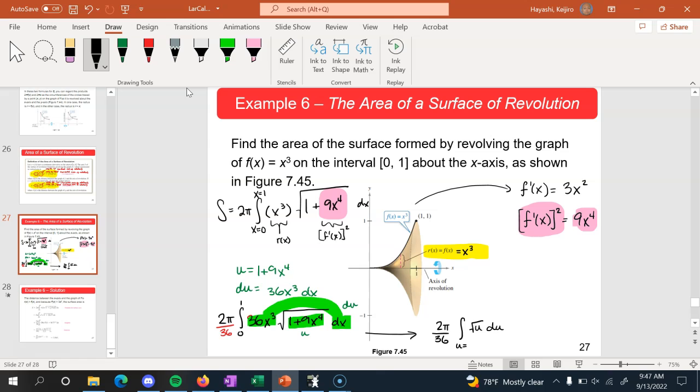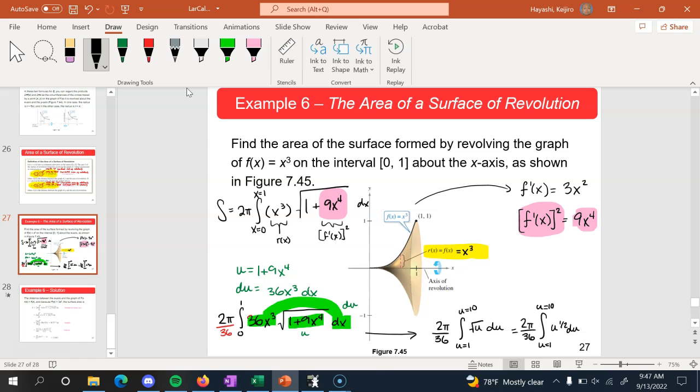And instead of x going from 0 to 1, right now technically u goes from 1 to 10. And you can do that just by plugging in your bounds for x, 0 and 1, into the substitution u equals 1 plus 9x to the fourth. If you plug in 0, you get 1. And if you plug in 1, you get 10. This is u to the 1/2 du.